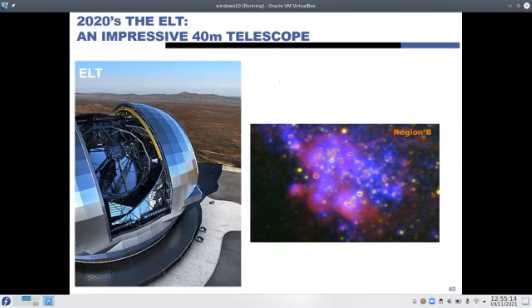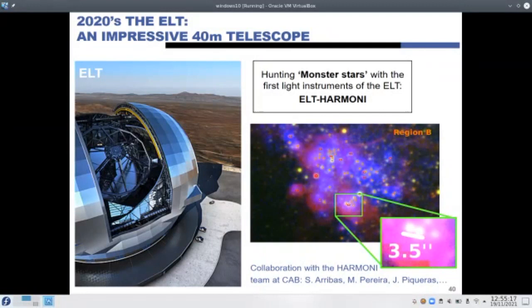And we are really lucky because with the first light instrumentation, we will be able to hunt for very massive stars in the galaxy Sextans A. And in particular, we will use another integral field unit spectrograph, in this case, HARMONI. It's very different from BlueMUSE. The field of view is very small, but the spatial resolution is exquisite. And with that, we will be able to break down the densest part of these star-forming galaxies, obtain their spectra, and see if monster stars actually live there or not. And again, we are very lucky because CAB is very deeply involved with the development of HARMONI, and we will be able to do this in collaboration with the HARMONI team here at CAB.